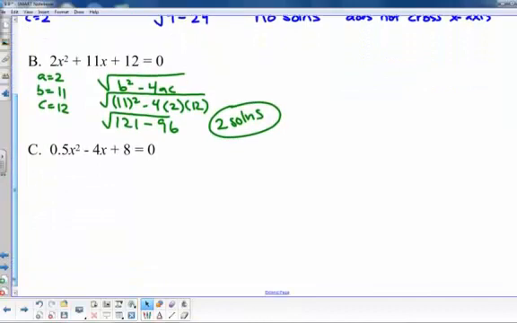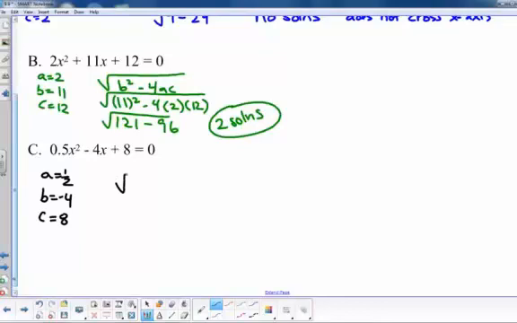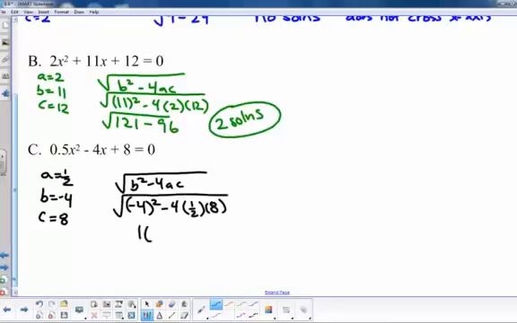And letter C. A is 1/2, B is negative 4, and C is 8. B squared minus 4ac. So we have negative 4 squared minus 4 times 1/2 times 8. So we have 16 minus 16, which is 0. So we have 1 solution, because the square root of 0 means that you're not going to add or subtract anything.